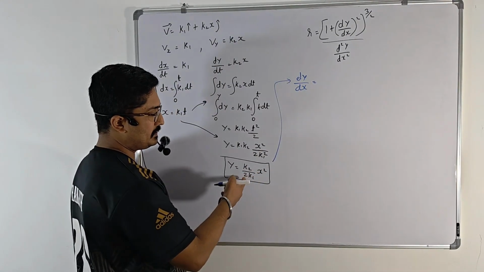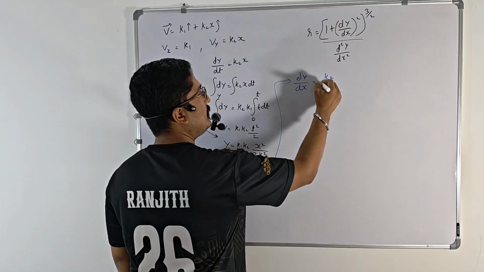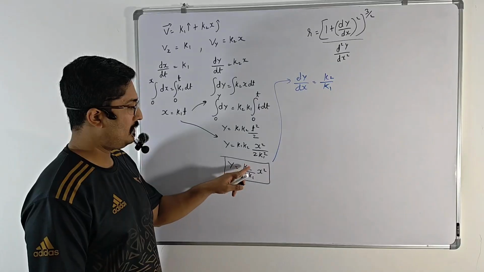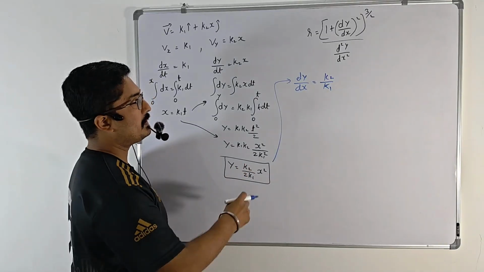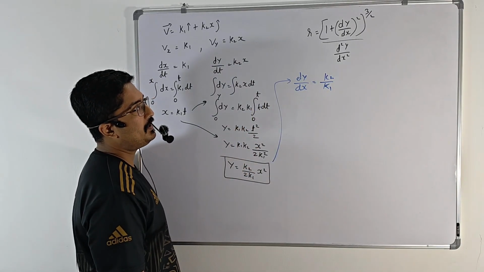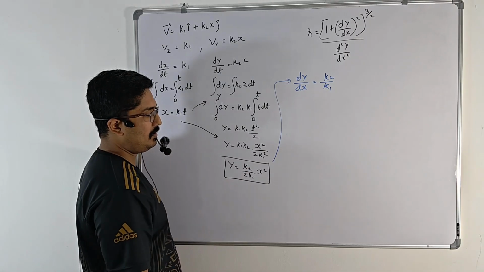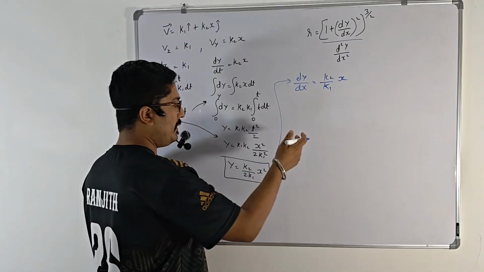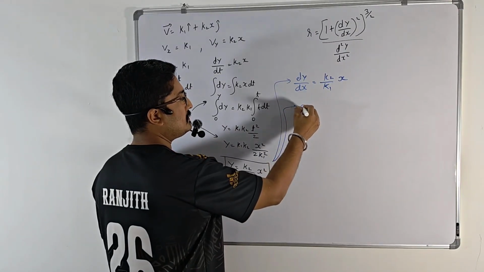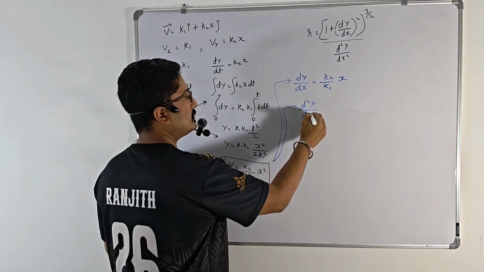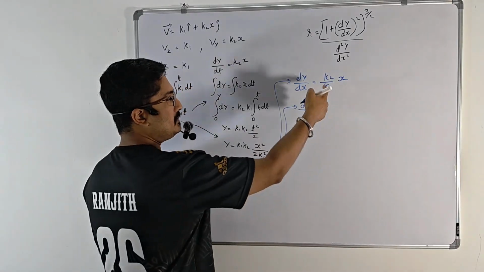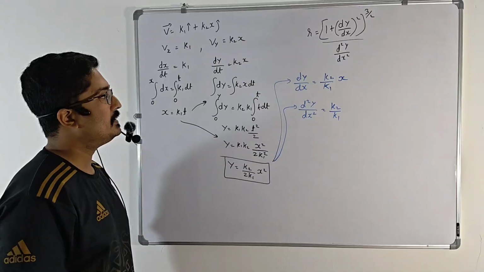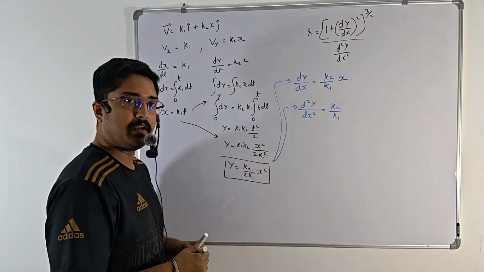2x will be coming and the 2 gets cancelled, so I'll be getting k2 by k1 times x. This would be my differentiation with respect to x, dy by dx. Now, if I double differentiate this, that is d2y by dx2, differentiating this once again would give me k2 by k1. So these are the two quantities that I require.